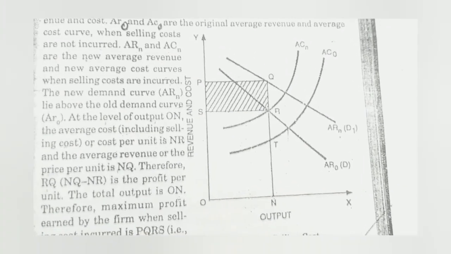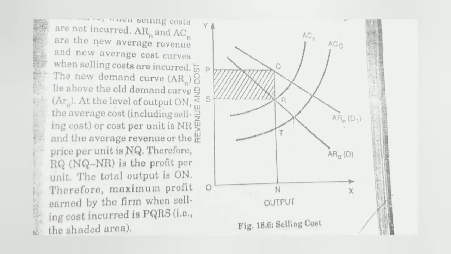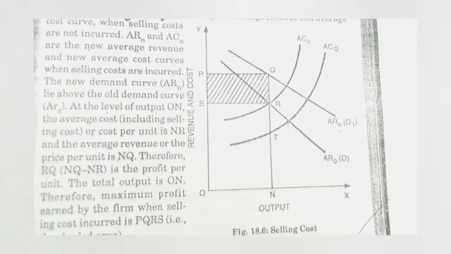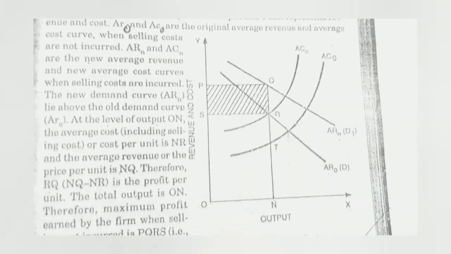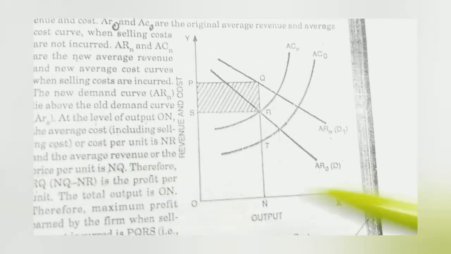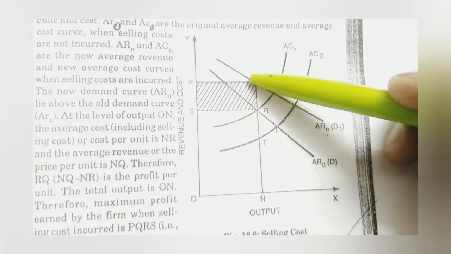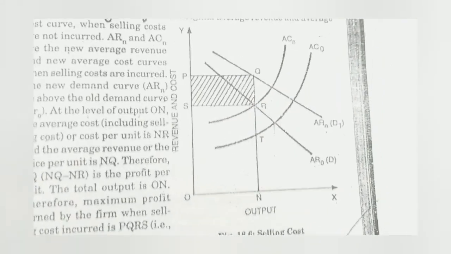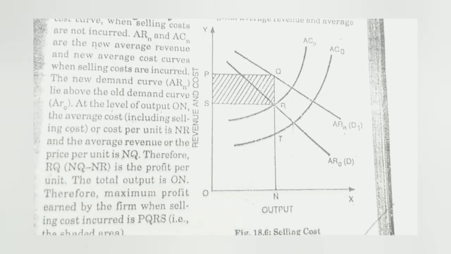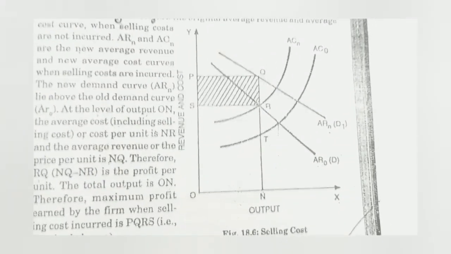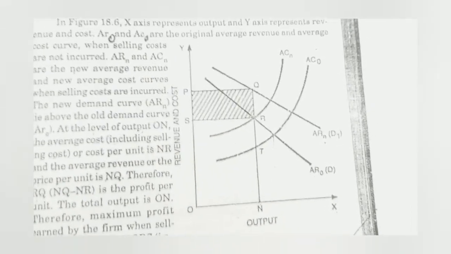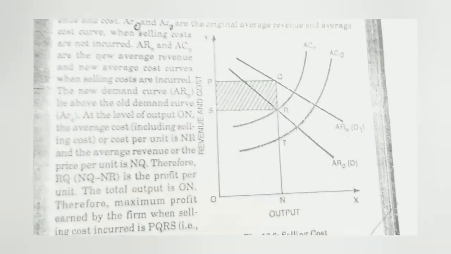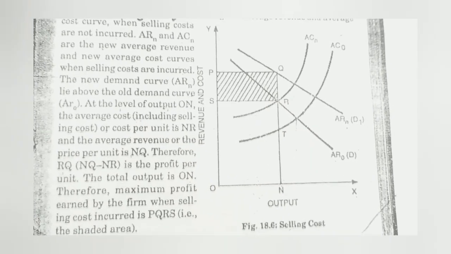At the level of output ON, the average cost including selling cost, or cost per unit, is NR. This is NR. And the average revenue, the price per unit, is NQ. The average revenue is NQ. Therefore, RQ, NQ minus NR, is the profit per unit. The total output is ON. Therefore, the maximum profit earned by the firm when the selling cost is incurred is PQRS, that is the shaded area.